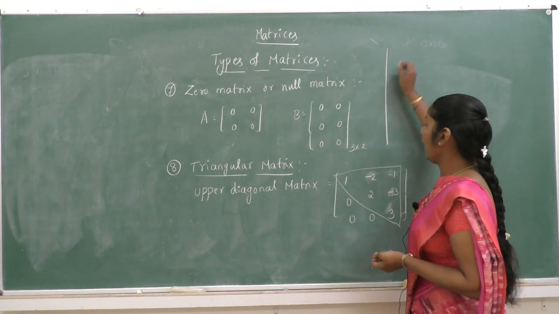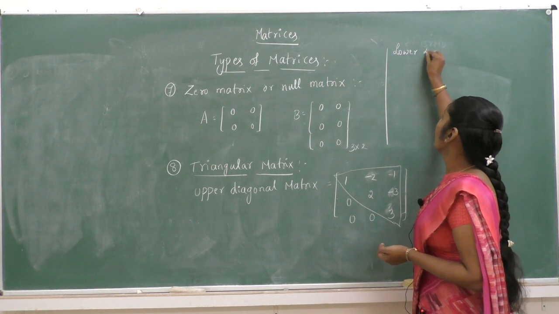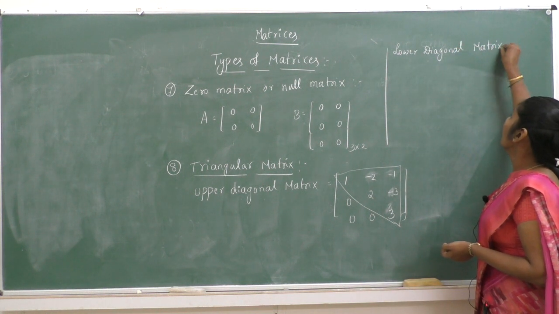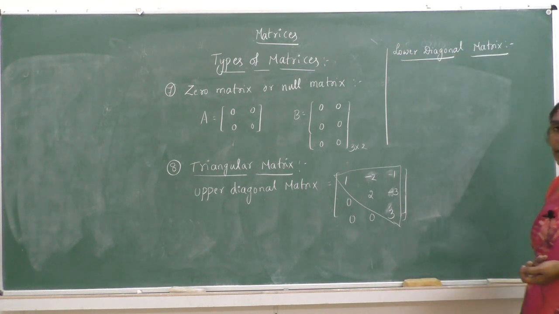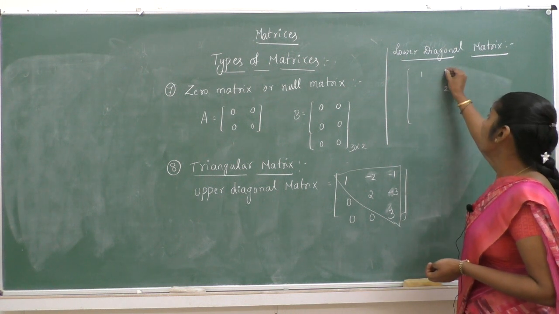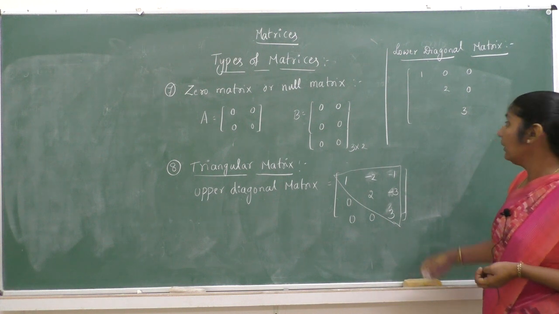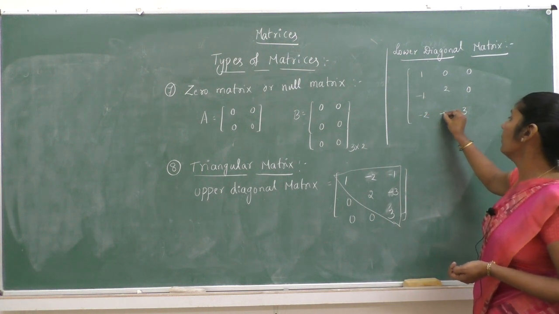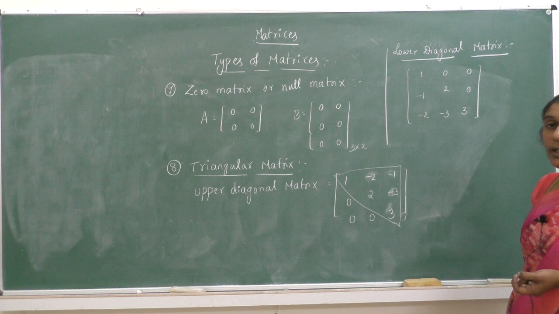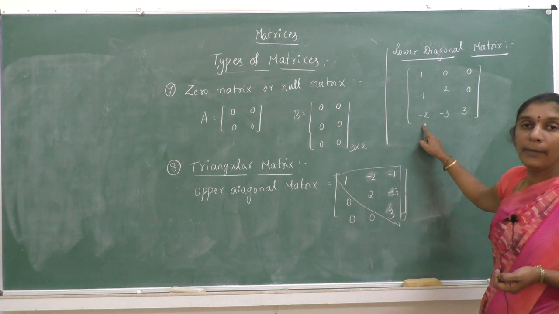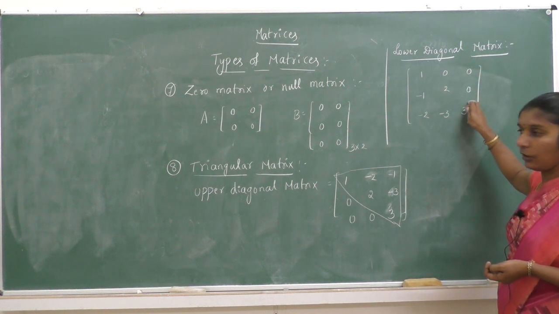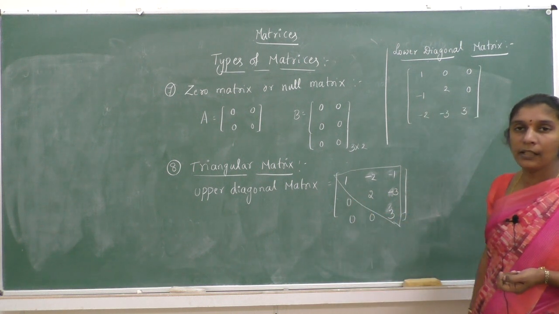Next is the lower diagonal matrix. What do you mean by lower diagonal matrix? It is also a diagonal matrix. With diagonal 1, 2, 3, all the upper diagonal elements are equal to 0 and the lower diagonal elements are minus 2, minus 1, minus 3. This is called a lower diagonal matrix or lower triangular matrix. In it, the upper diagonal elements are 0, and the lower diagonal elements are nonzero.